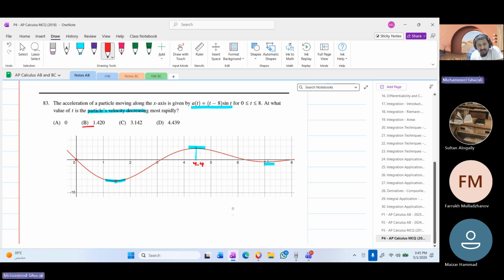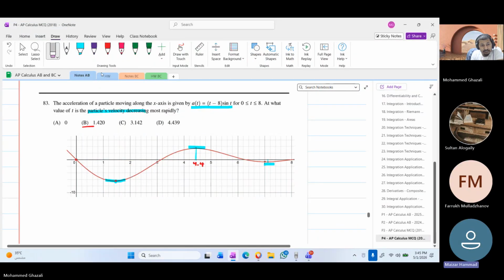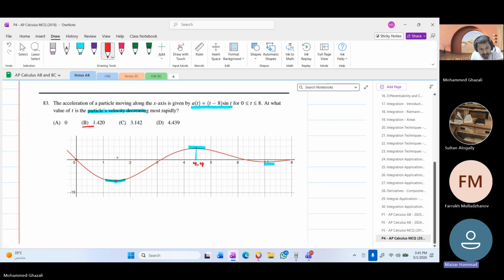Why it can't be this answer? Because 1.42 is bigger. Because over here, the velocity is increasing here. Over here there will be positive slope. If they said increasing most rapidly, the answer would be 4.4. So it's 1.4 here. Good.